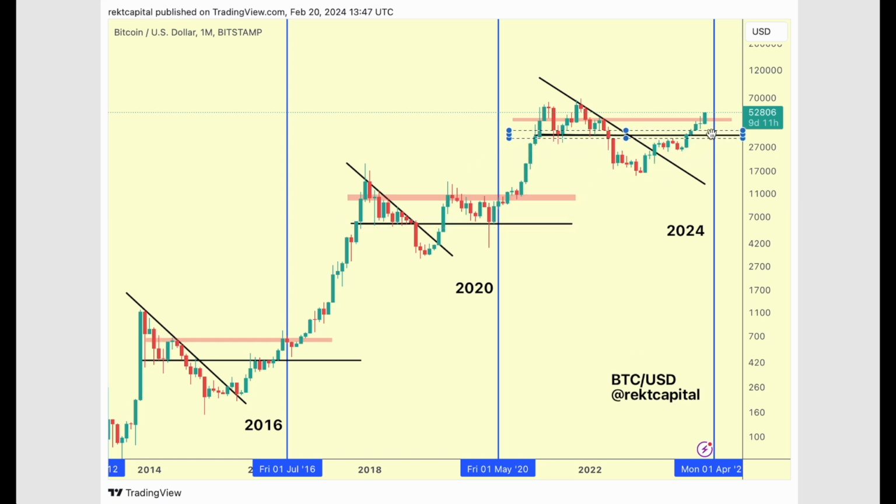So the question here is, this is a support that when it broke down, it brought us to the bear market lows, and then when we revisited this region just below it, we formed a reaccumulation period.